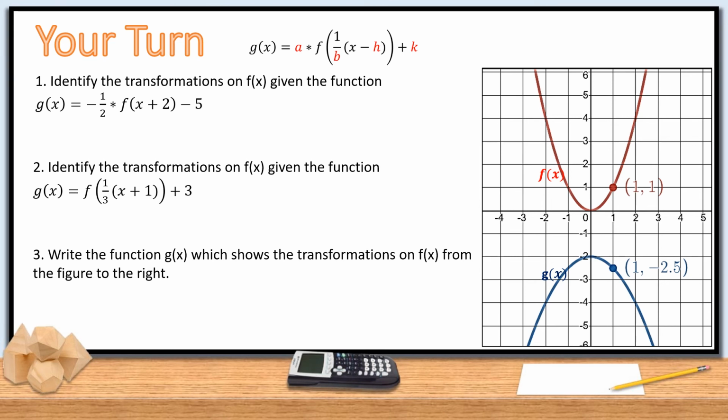Okay, welcome back. Identify the transformations. We have negative a half. Negative means that there was a reflection. It's outside of the f of x part, so it's going to affect the y value. A reflection that changes the y value is a reflection over the x-axis. The a value is a half, so that is a vertical compression because it's less than 1.